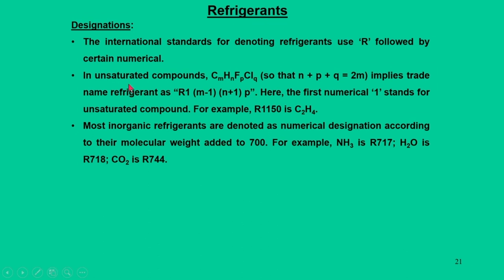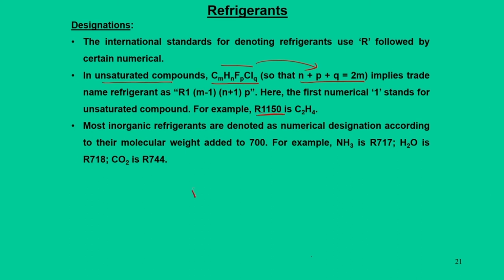The next category of refrigerant is unsaturated compounds. For unsaturated compounds, their chemical formula is CmHnFpClq, where n plus p plus q is equal to 2m. This must be satisfied for the compound to be an unsaturated one. And the important thing is that the denotation has 4 numbers. When there are 4 numbers, one can recall that it is an unsaturated compound. The first number has no meaning.